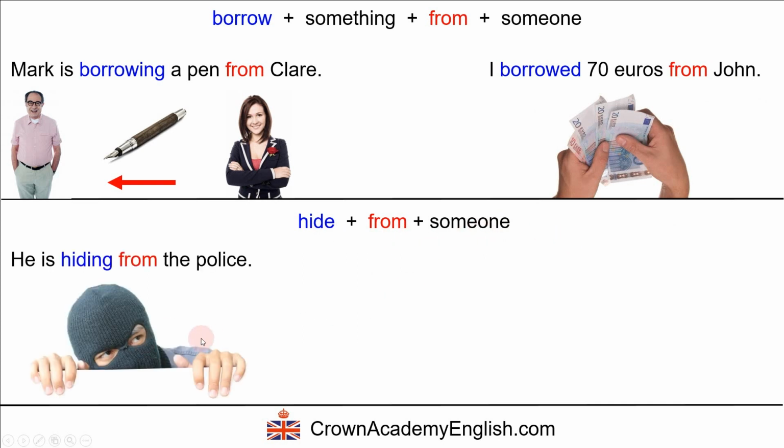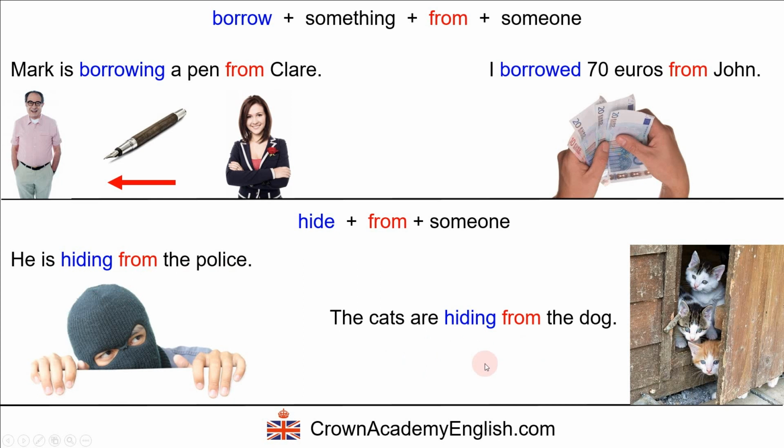Okay, a common example here. He is hiding from the police. The cats are hiding from the dog. Okay, hide from someone or something. Hide from the animals.